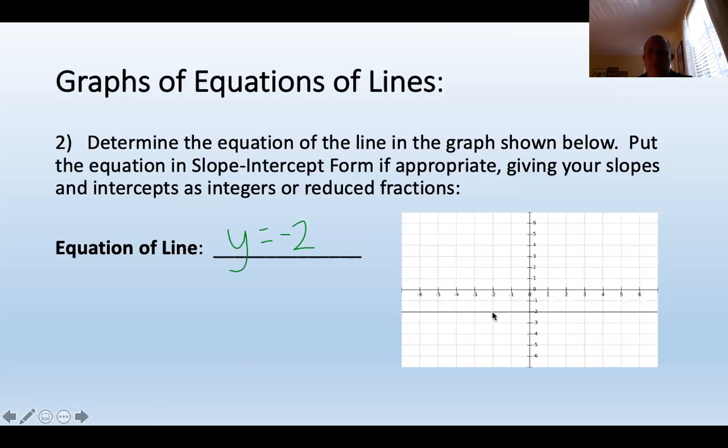Now you can see that the horizontal line here is always on -2 for your y coordinates. Every y coordinate is -2. So you're going to say y equals -2 would be your equation of the line there. If you had a vertical line, the equation of a vertical line is always in the form of x equals some number.